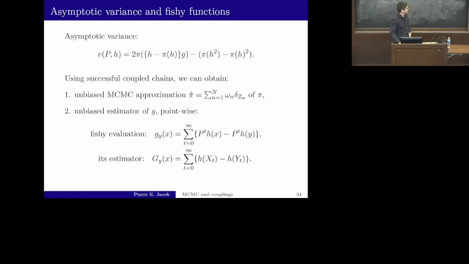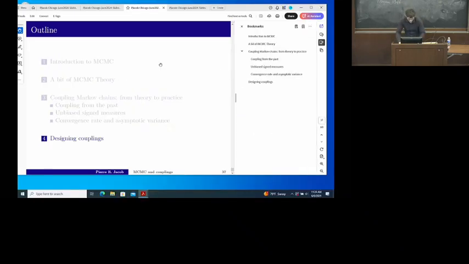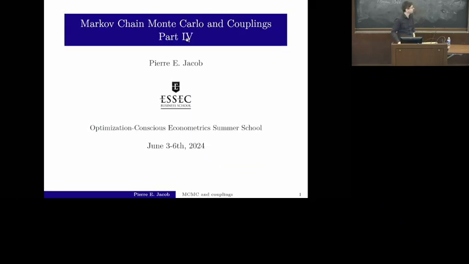Okay, I'm completely going to skip. There's a whole bit about how we can estimate the asymptotic variance in the CLT. And now I'm going to move on to how do we generate those coupled chains? Unless there are questions. Yeah?